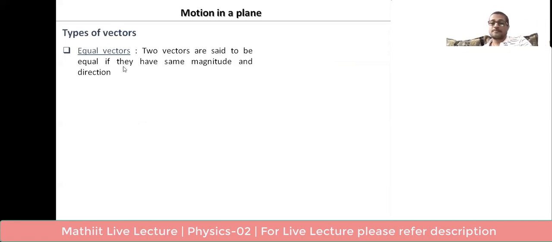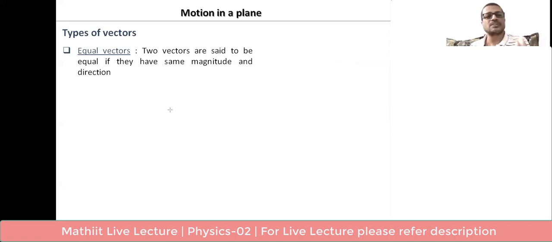Equal vectors. Equal vectors, again, the definition could be very easy for you to understand. Two vectors, or think of any vector. What are the two qualities that a vector has? One is a magnitude, one is a direction.